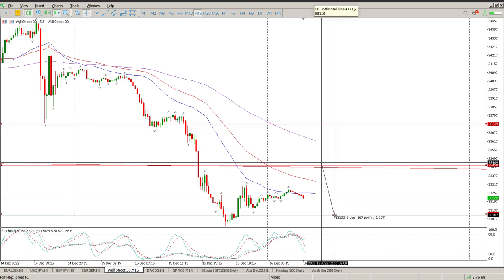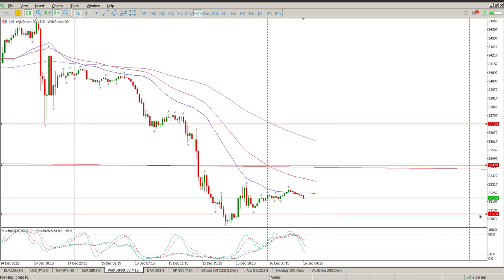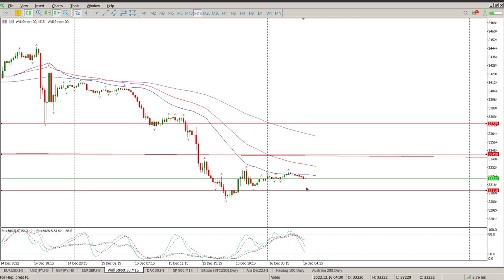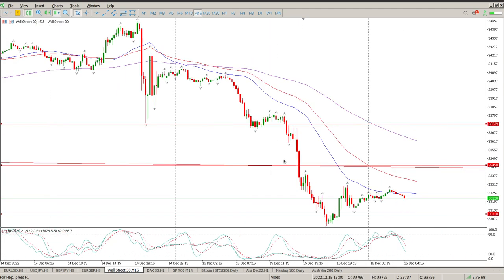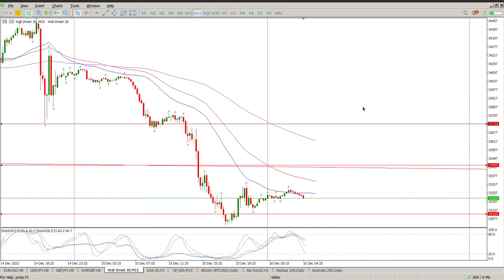But then you're going to be looking for this level here, so it's this 33,110 again. I wouldn't want to go beyond that just yet. But that's a 3-to-1 trade, so that should be a fairly decent setup. So that's the only opportunity I see. If we don't retest one of these areas, then I am not interested in this market at all.